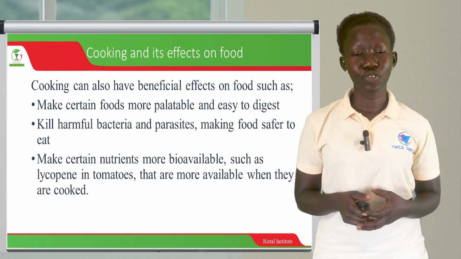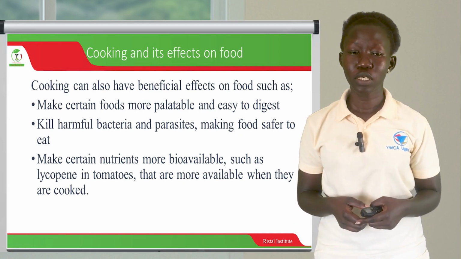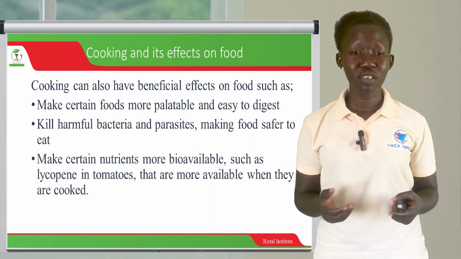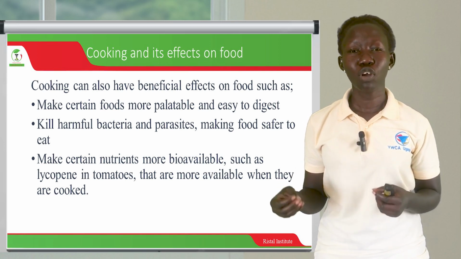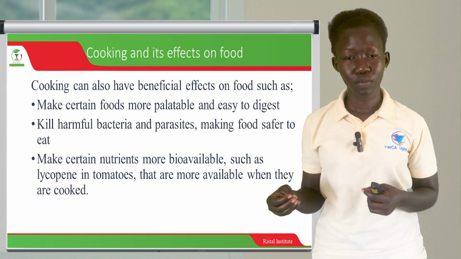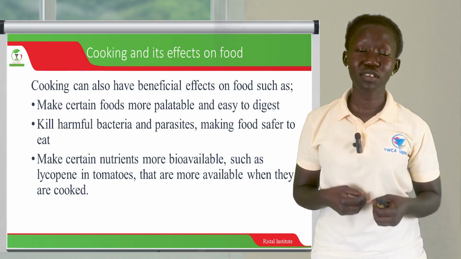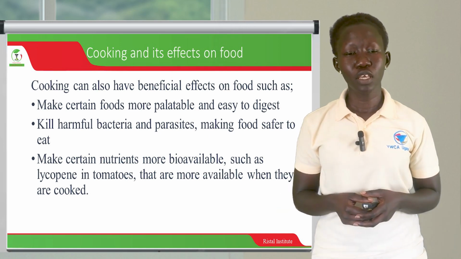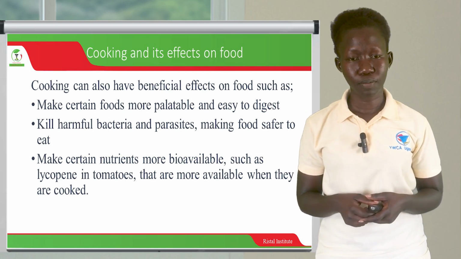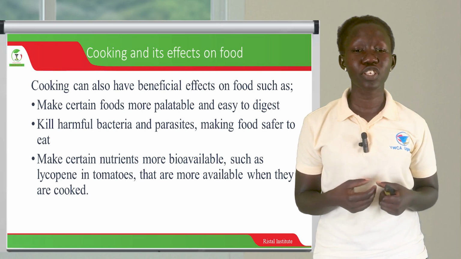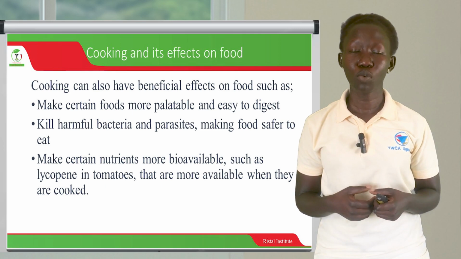While cooking can cause loss of nutrients in food, cooking can also have beneficial effects on food. For example, cooking makes certain foods more palatable and easy to digest. Eating a raw piece of cassava or potato is not better than eating the cooked. It's better you take in the cooked one, which will be more easily digested than the raw. It also helps to kill harmful bacteria and parasites, making food safer to eat. Cooking makes certain nutrients more bioavailable, such as lycopene in tomatoes, that are more available when they are cooked.